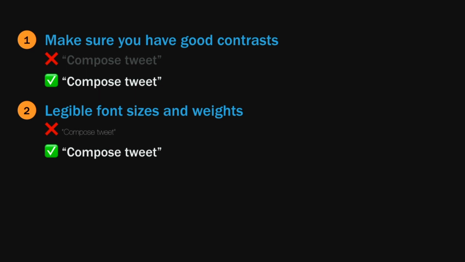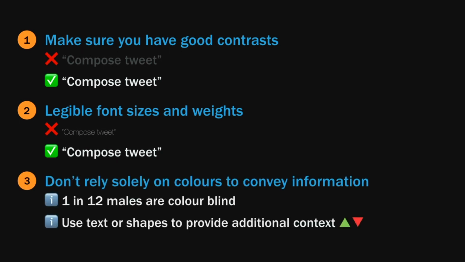You can actually use the iOS system font styles instead, or implement dynamic type in your app, which I will cover next. And thirdly, don't rely solely on colors to convey information. 1 in 12 males are colorblind, and if you rely solely on colors, colorblind users may actually lose important contextual information if those colors mean something. So try adding shapes or text to provide additional context. Remember that designing for colorblindness is also accessibility.